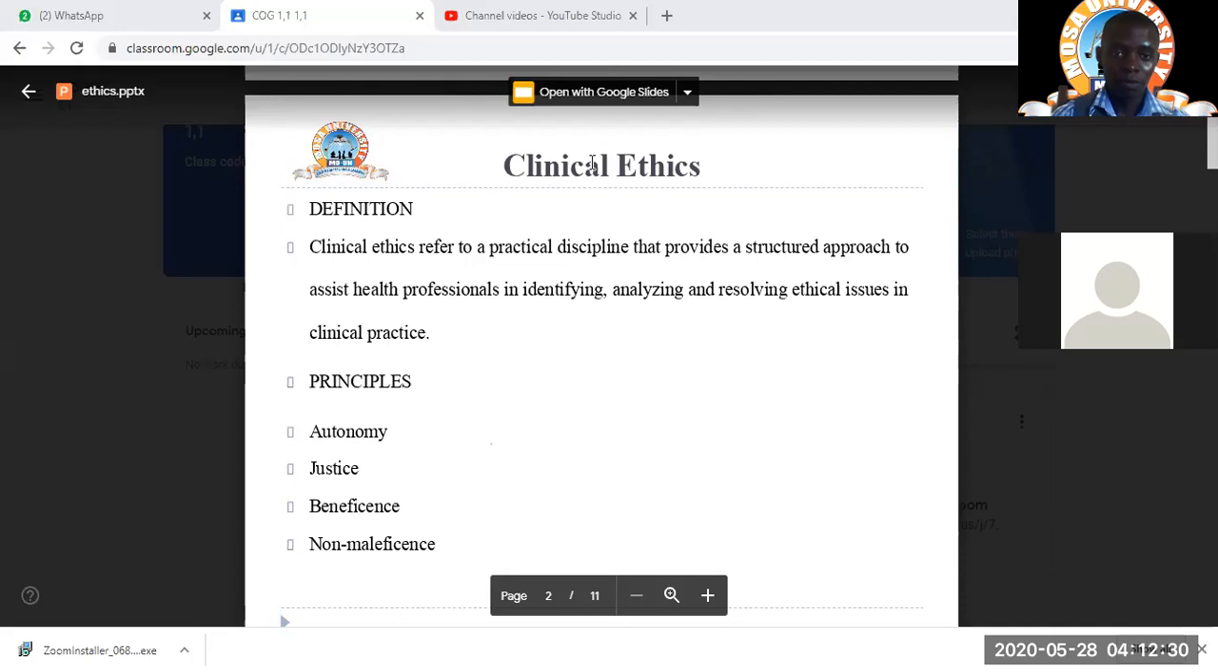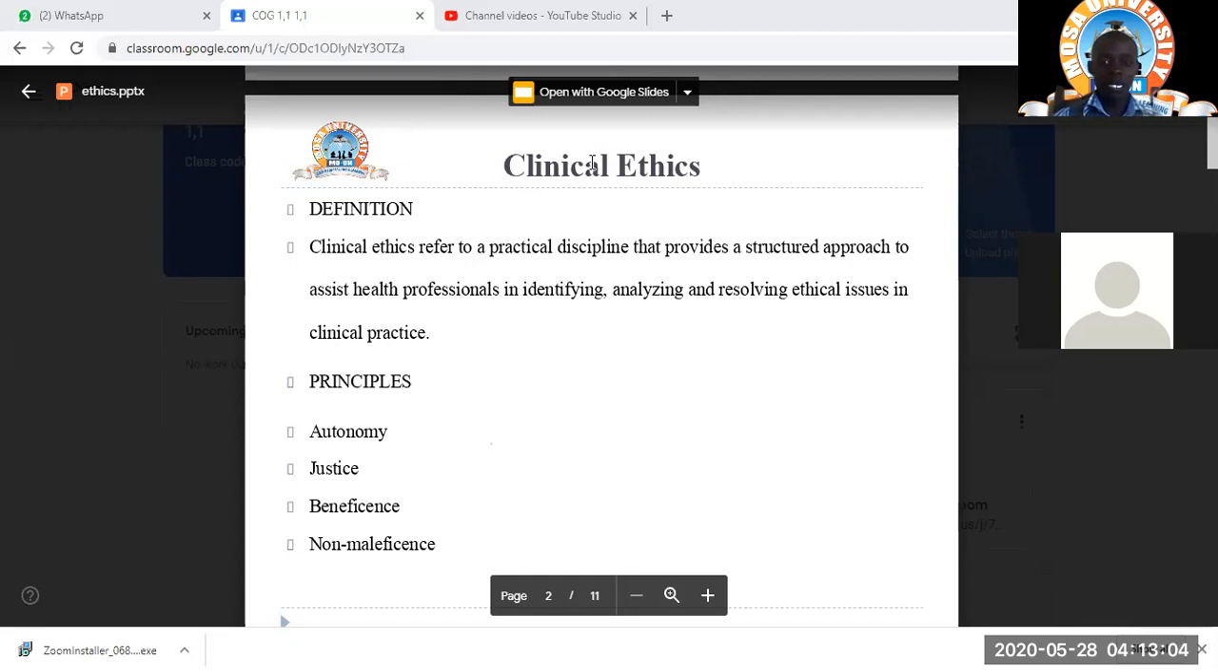Okay, so I was saying clinical ethics are basically rules and regulations that provide you with a way of identifying, analyzing, and resolving ethical issues in clinical practice. So whenever a doctor, a nurse, a clinician is faced with a difficult problem between the health professional and the patient, the structured approach that may help them in solving that problem is what is referred to as clinical ethics.